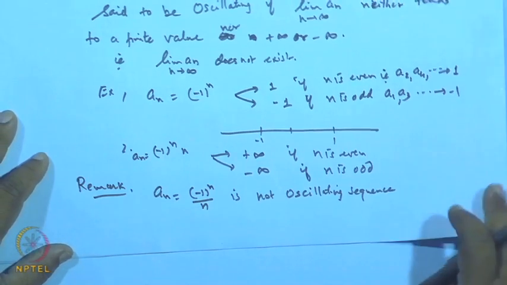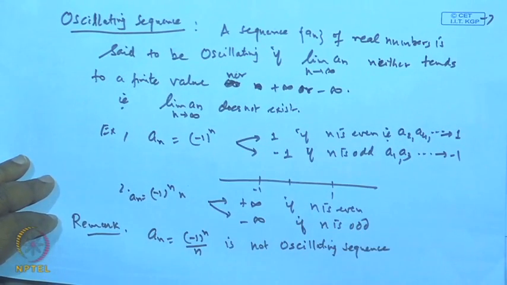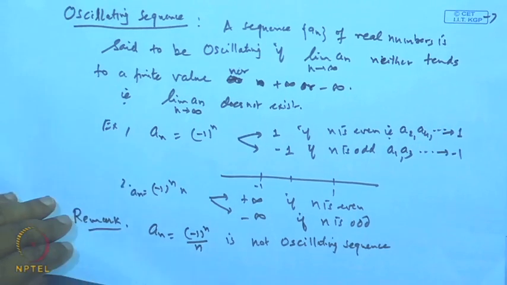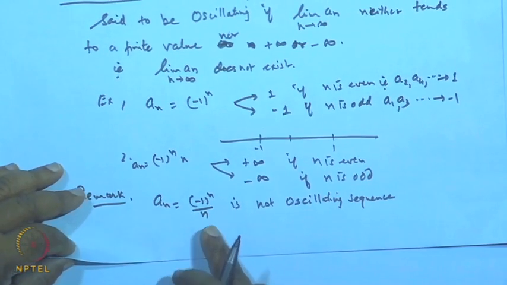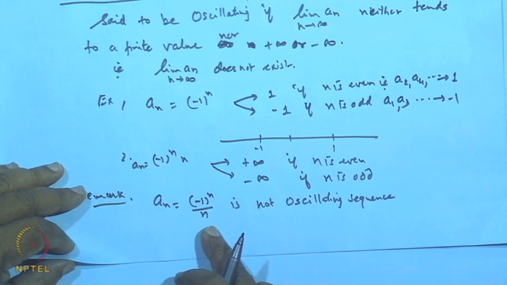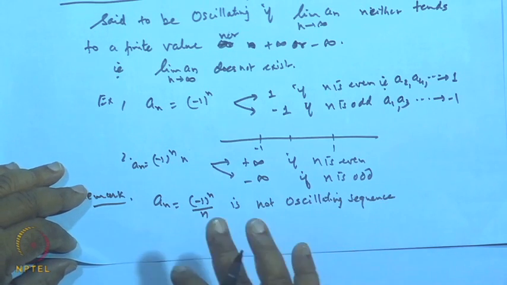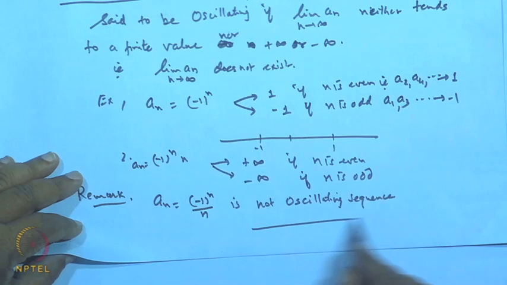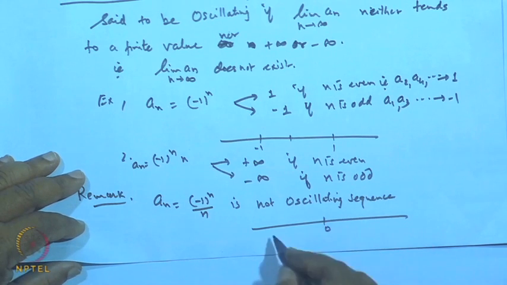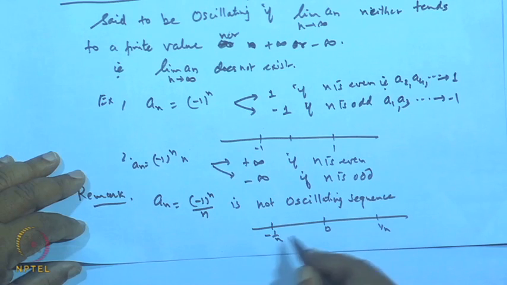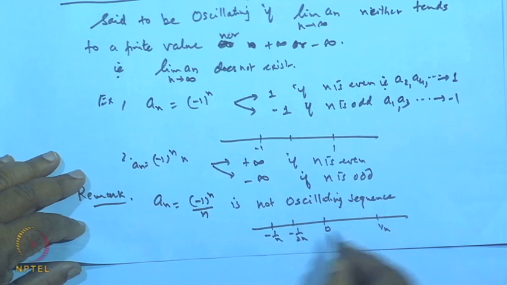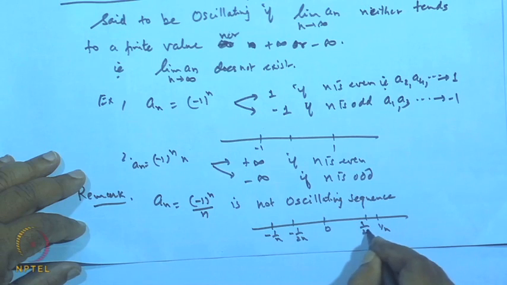Oscillating sequences are those sequences whose limit does not exist. The limit is not tending to a finite value, or plus infinity or minus infinity. Now, this sequence tends to the value 0, though it is alternately positive and negative. What happens is you are getting minus 1 by n, plus 1 by n, then as n increases, you are taking minus 2 by n, plus 1 by 2n, like this.